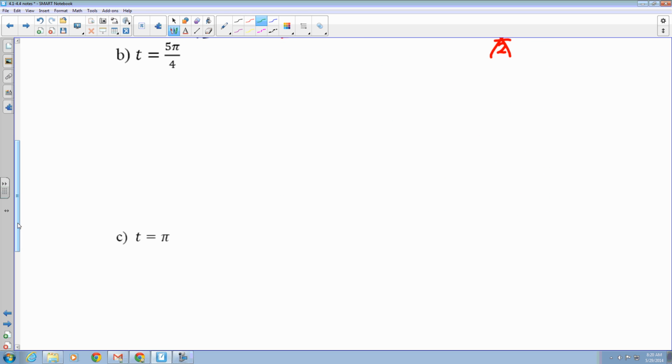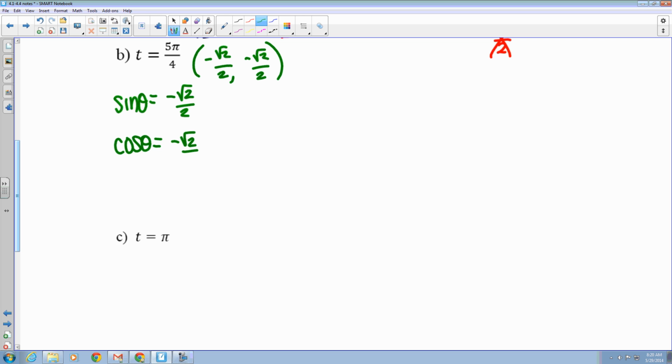Okay, 5 pi over 4. The point is negative square root of 2 over 2 and negative square root of 2 over 2. So sine is my y value. Cosine is my x value. Tangent is y over x. And it's easy to recognize because these are the same value that your tangent is going to be 1.